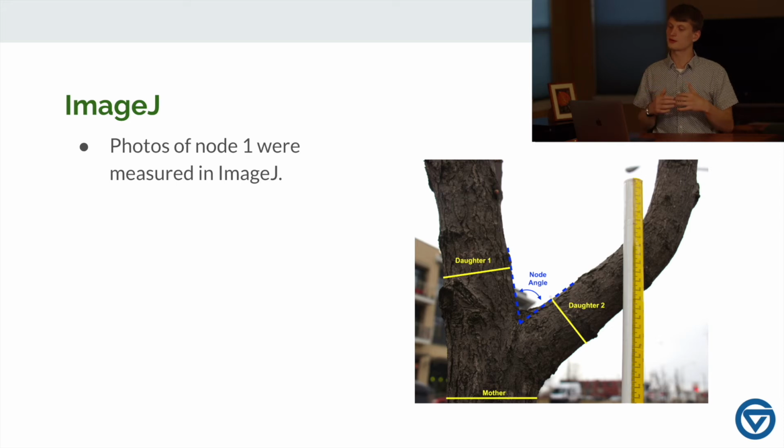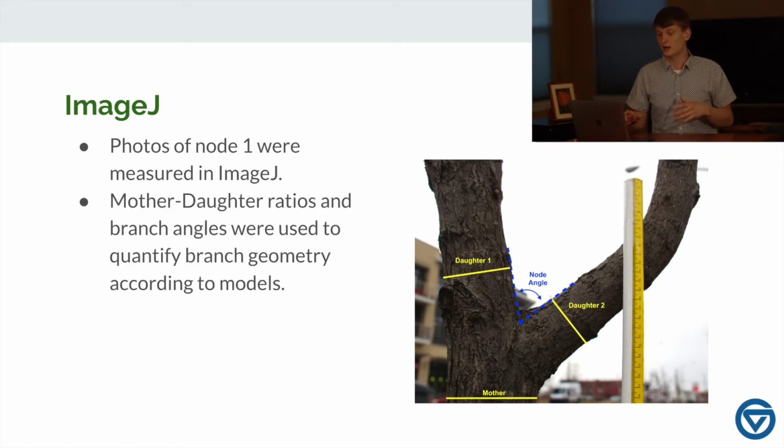There on the right, you can see the mother labeled down at the bottom of that branching point, and the 2 daughters and that angle. That's what we measured in ImageJ. Then the mother-daughter ratios and the branch angles were used to quantify branch geometry using the models we've chosen.